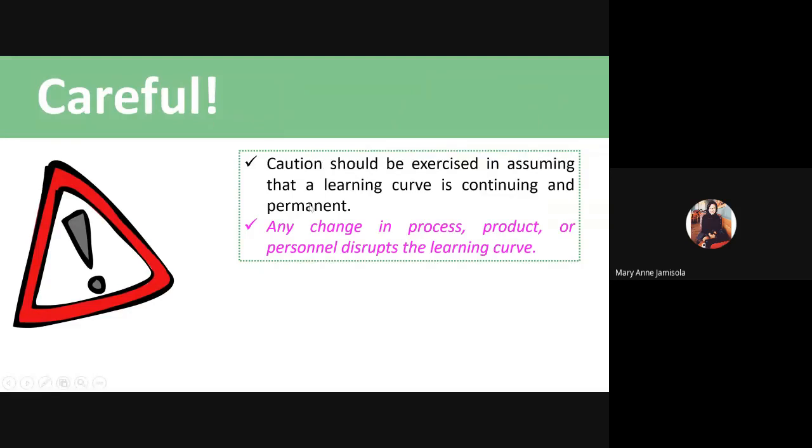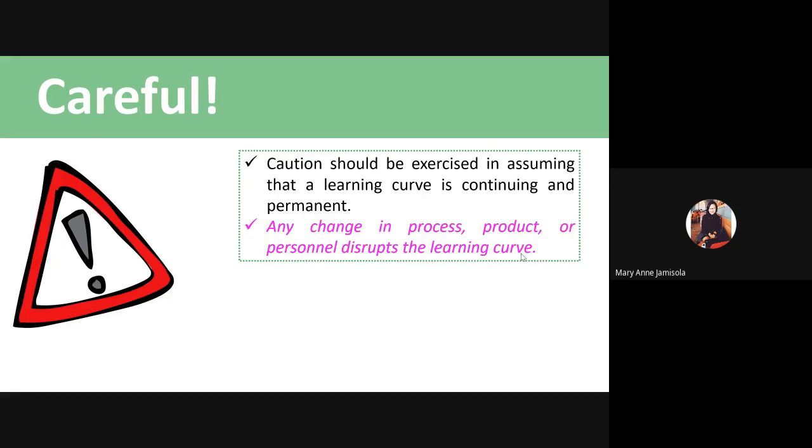However, we should be very careful. Caution should be exercised in assuming that a learning curve is continuing and permanent. For example, at the very start of the process, if we assess that the learning curve rate is 80%, it will not always be 80%, especially if there are changes in the process, product, or personnel. Example, we have modified the look of the product through innovation. Of course, the process will also change, like going back to square one. So that's why the learning curve rate will also be affected.